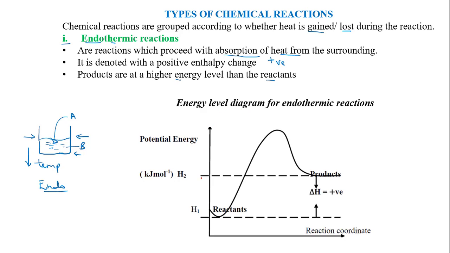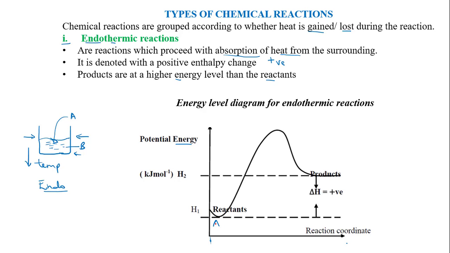On the y-axis we have our potential energy, or basically our energy in kilojoules per mole. On the horizontal we have the reaction coordinate, meaning our reaction starts from here and proceeds to this side. So at this point here we have the reactants, at the start of the reaction.